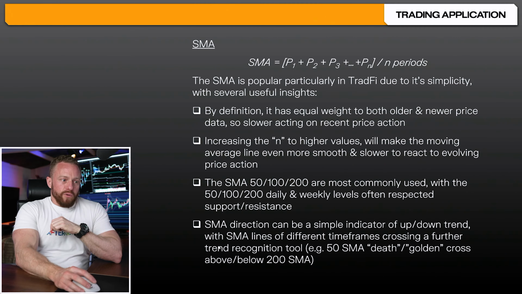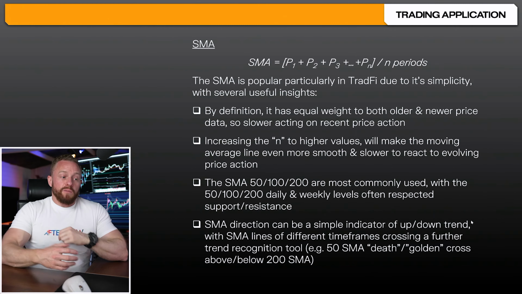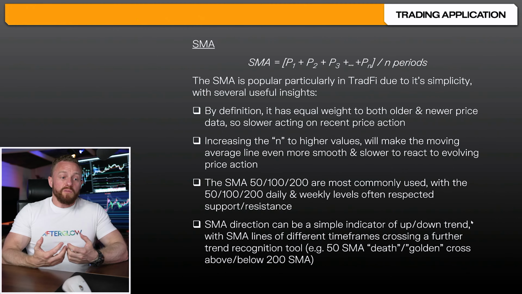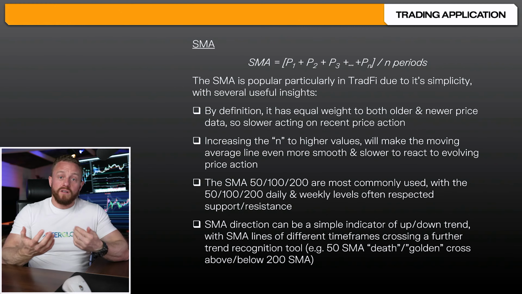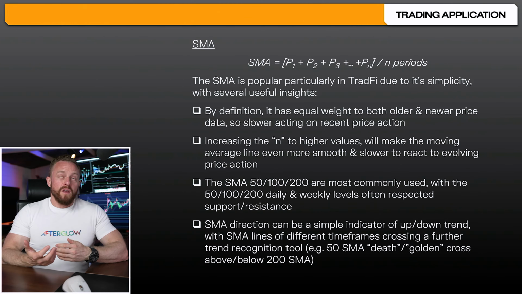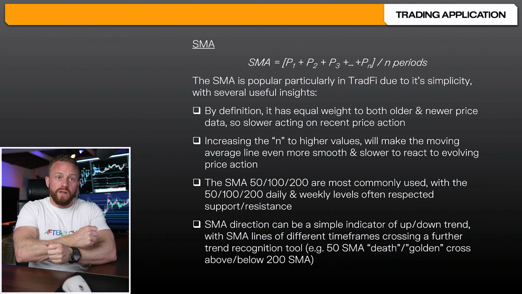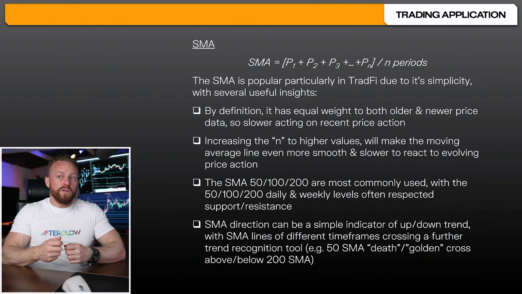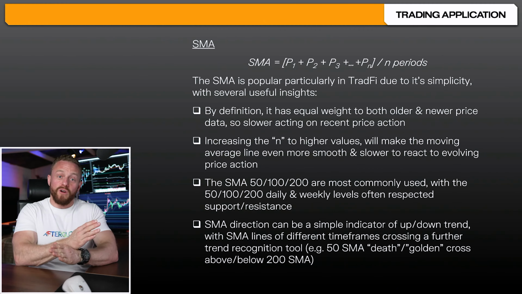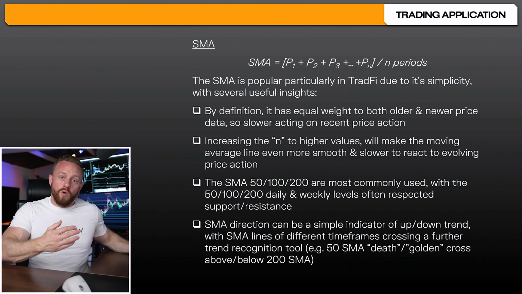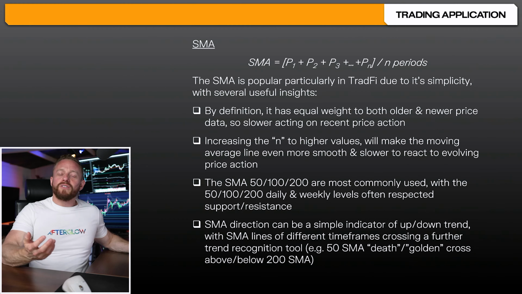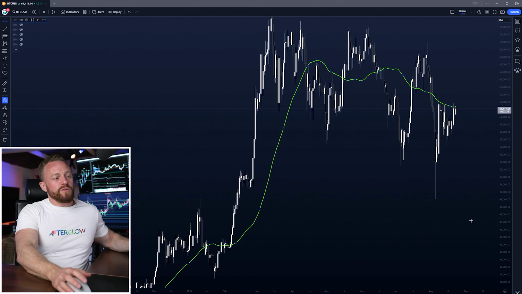And then the last point is that the SMA line can be just a very simple indicator of whether we're in an uptrend or a downtrend. And sometimes people will look at crosses between those lines to see whether that trend is shifting. And a common one is when the 50 crosses the 200, which is either called a golden or a death cross, depending if it's bullish or bearish.